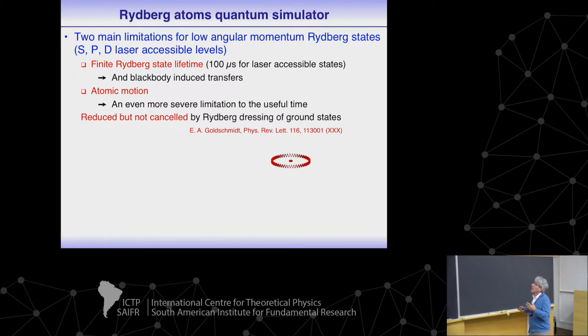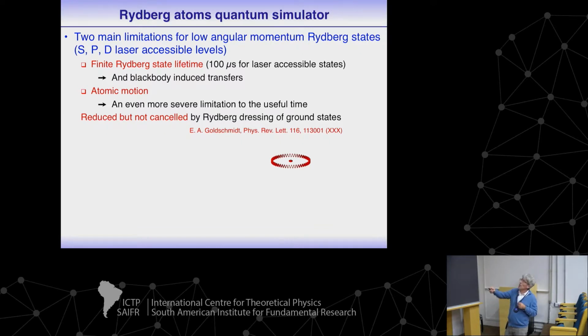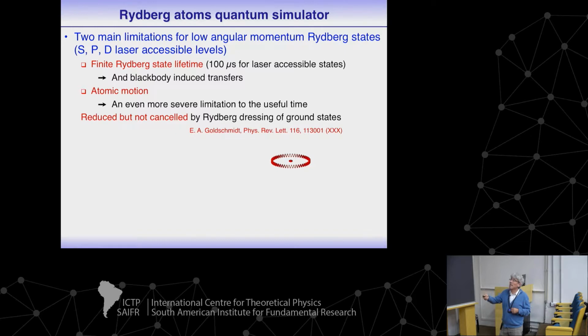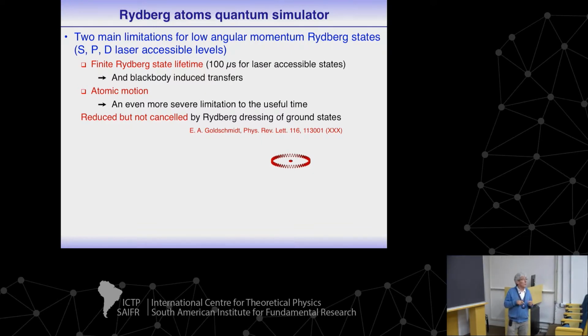So here I recall some interesting properties of the Rydberg atom with respect to this experiment. As I just mentioned, the low angular momentum Rydberg atoms with S, P or D orbital quantum number. This is the quantum number L, which has value 0 for S states, 1 for P states, and 2 for D states. That's typically the kind of level you can access directly with laser, with either 1 photon, 2 photon, or 3 photon transition.